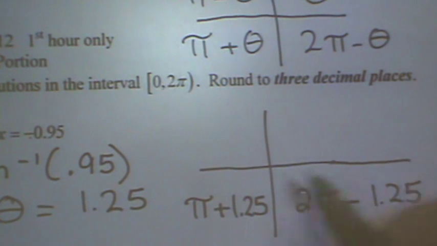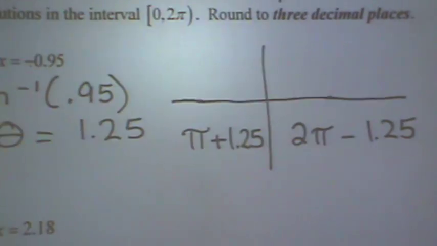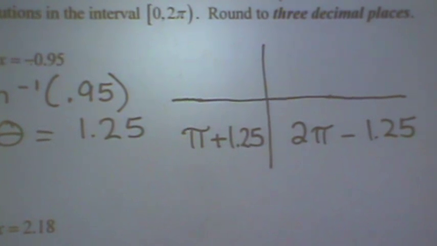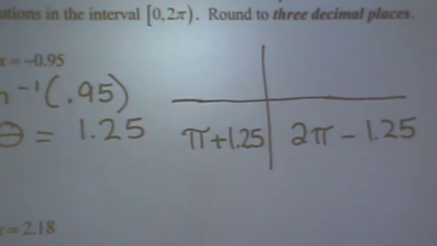Now, I decided I'll be okay with these answers. Instead of actually writing pi plus, if you want to write the decimal answer, fine. If you want to leave them like that, I'll take it. Is that okay? Make it easy. Pi plus 1.25 and 2 pi minus 1.25. But you better get that theta right. How are you going to do number 10?